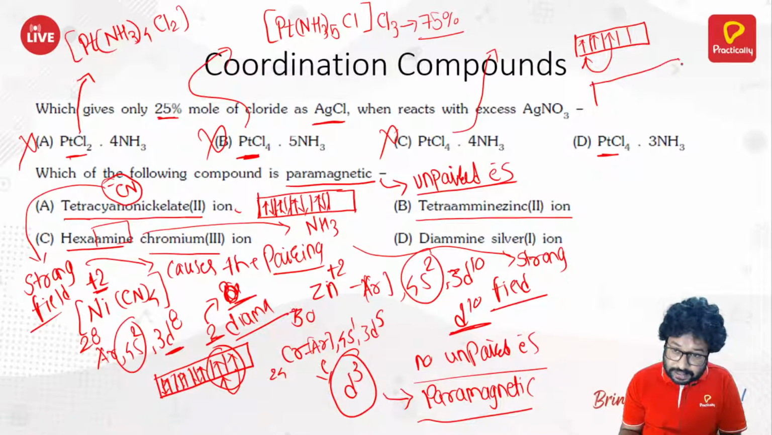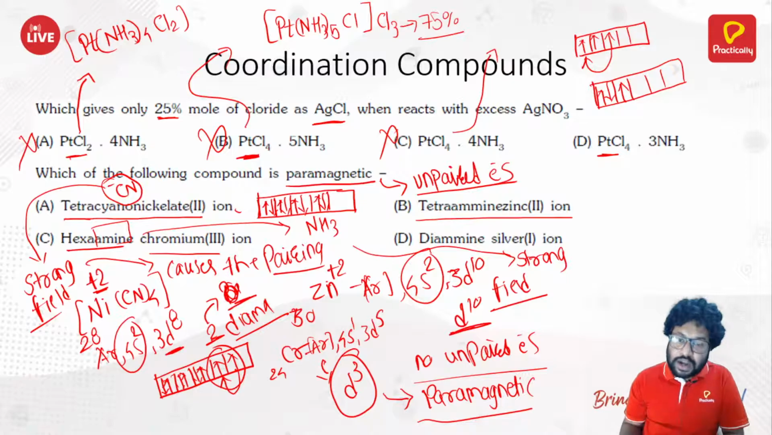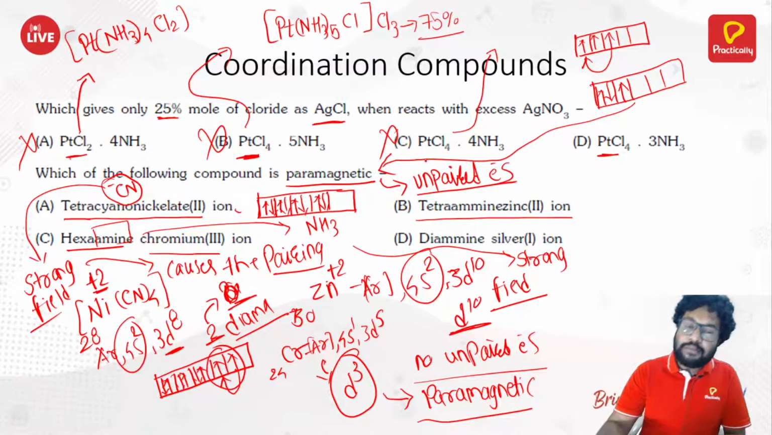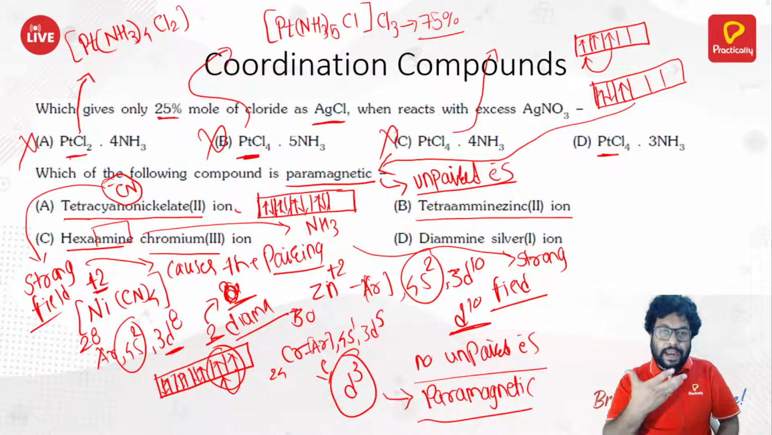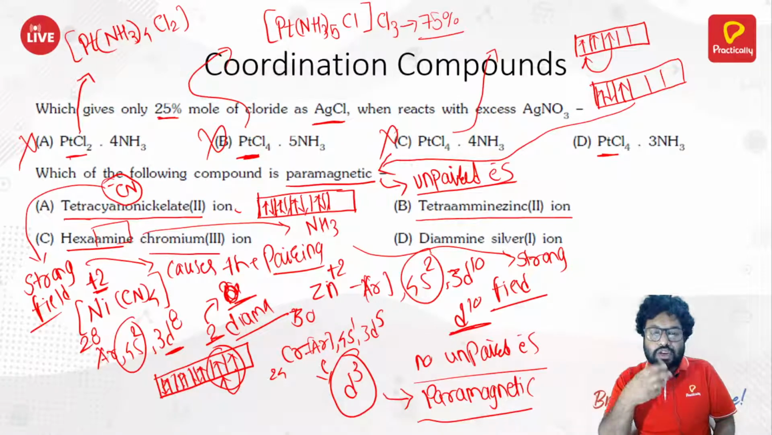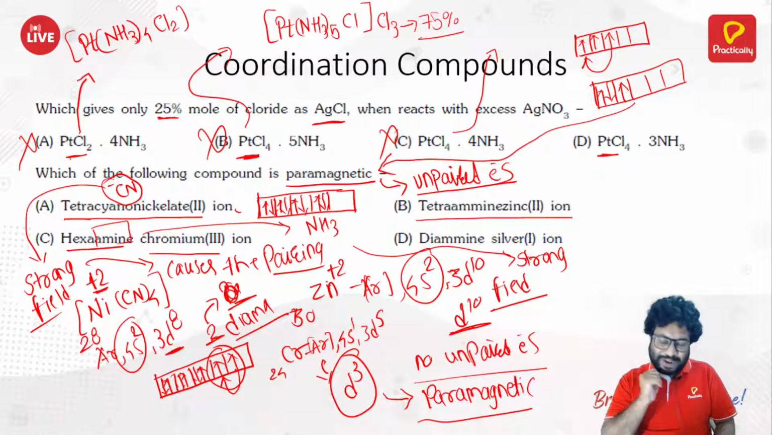But even if it gets paired, you still have one unpaired electron, and that would make it paramagnetic. So basically, even if you have a strong field ligand, if you have an odd number of d electrons, it would always make you paramagnetic. And that is the way you can find out whether a given compound is paramagnetic or not.